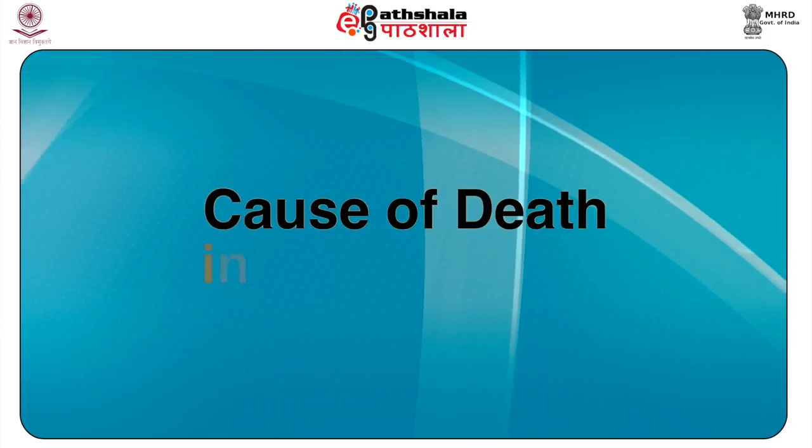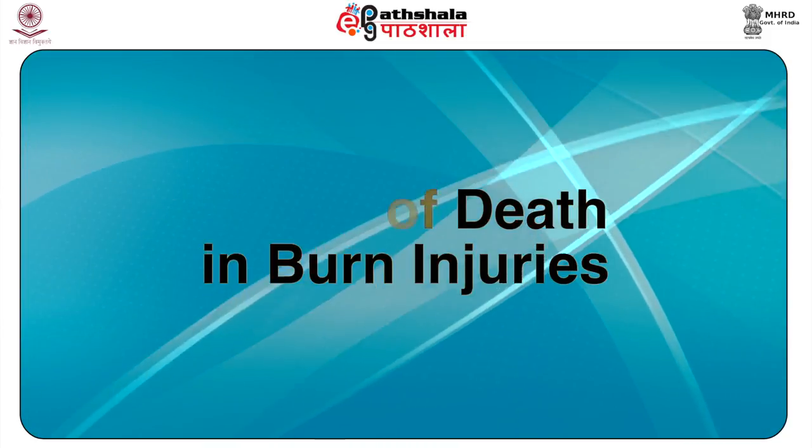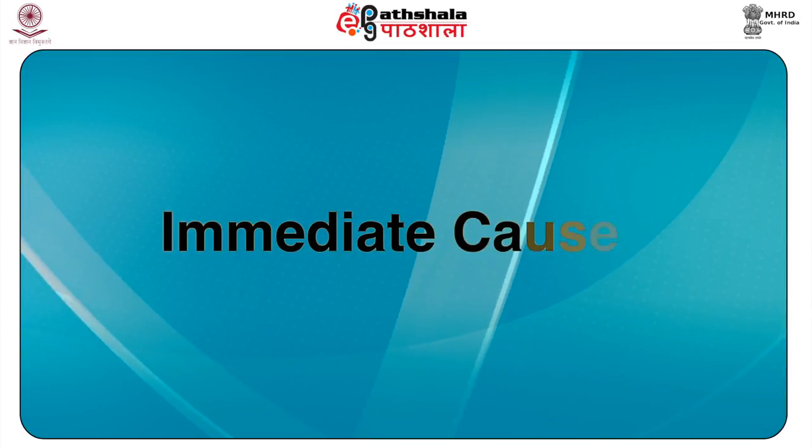The longer the duration of contact or exposure to heat, the severer will be the burns produced. Now coming on to the causes of death in burn injuries, what could be? They have been further categorized into various types: immediate causes, early causes, late causes. So we'll take one by one. Immediate causes again are further divided into neurogenic shock, suffocation, as well as due to injuries.